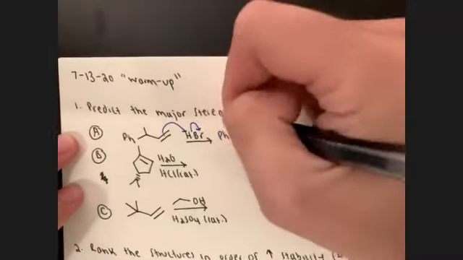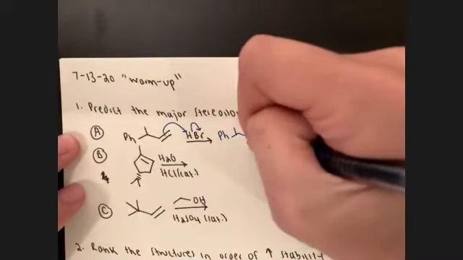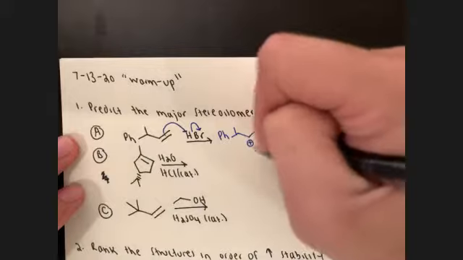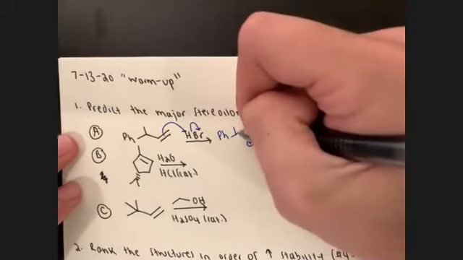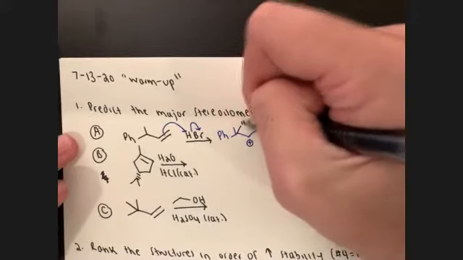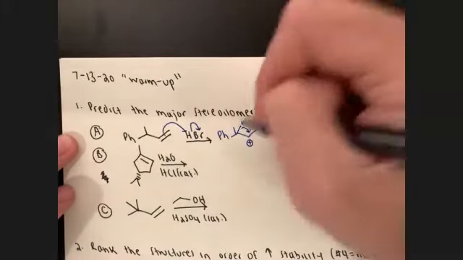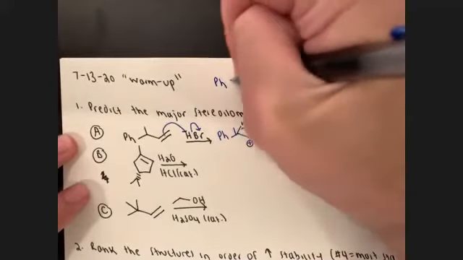We know it follows Markovnikov's rule, where hydrogen is going to add to the less substituted side of the alkene, and that forms a carbocation on the more substituted side of the alkene. But always check for potential rearrangements. Right now we have a secondary carbocation. At the adjacent position to the left, we have a source of hydride that we could transfer over to form a tertiary benzylic carbocation.